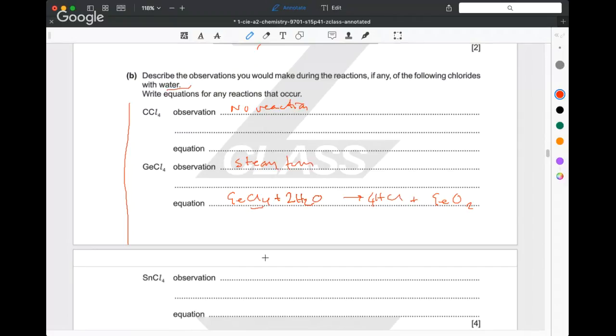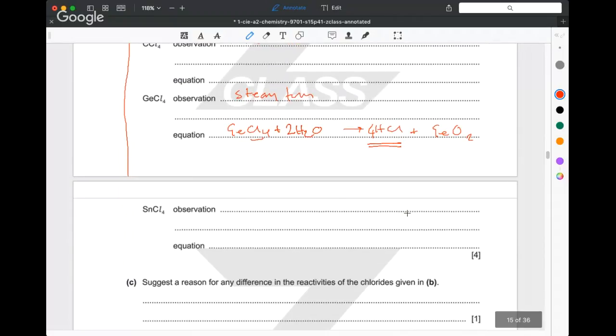And this is exactly the same, and this is the steamy fumes of the hydrogen chloride gas that's produced, and you get exactly the same kind of thing happening here. And you've got the reaction of tin chloride plus 2H2O giving steamy fumes of hydrogen chloride, and you've got the same reaction going on there.